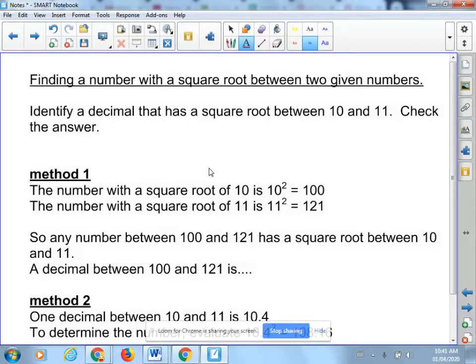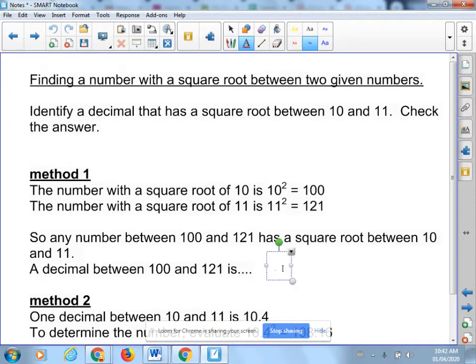Method 1: the number with a square root of 10 is 10 squared, which equals 100. The number with the square root of 11 is 11 squared, which is 121. So any number between 100 and 121 has a square root between 10 and 11. So you can pick any decimal between 100 and 121.